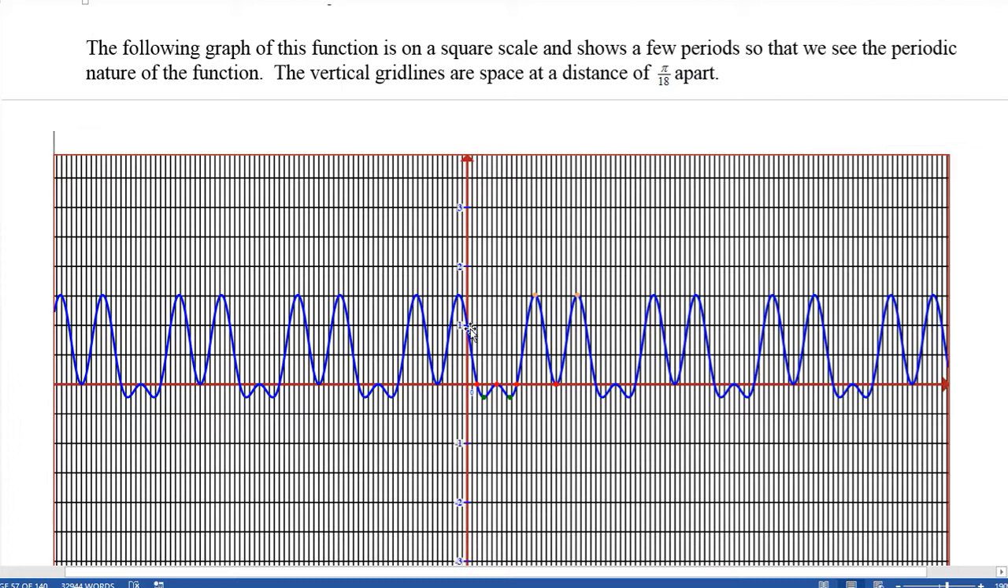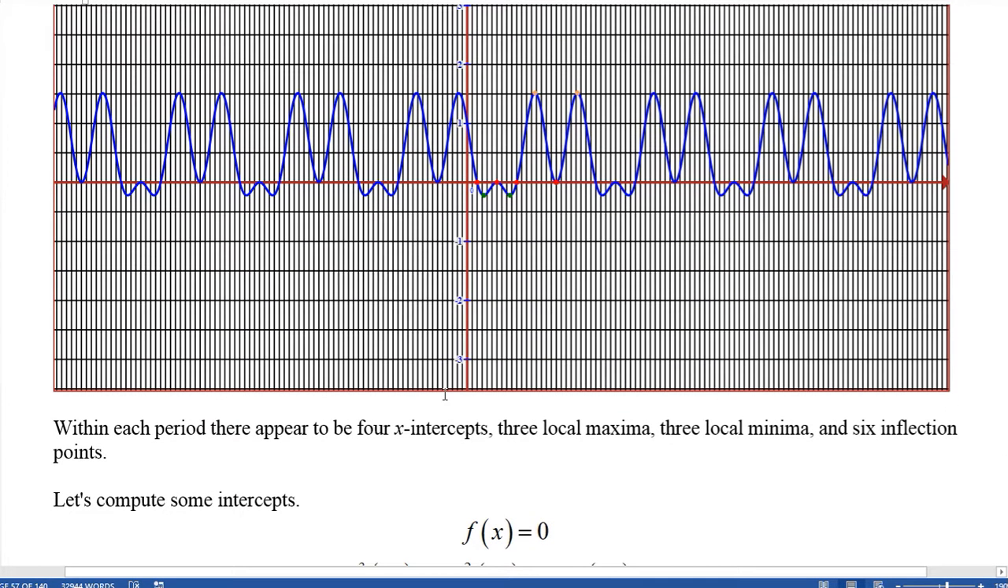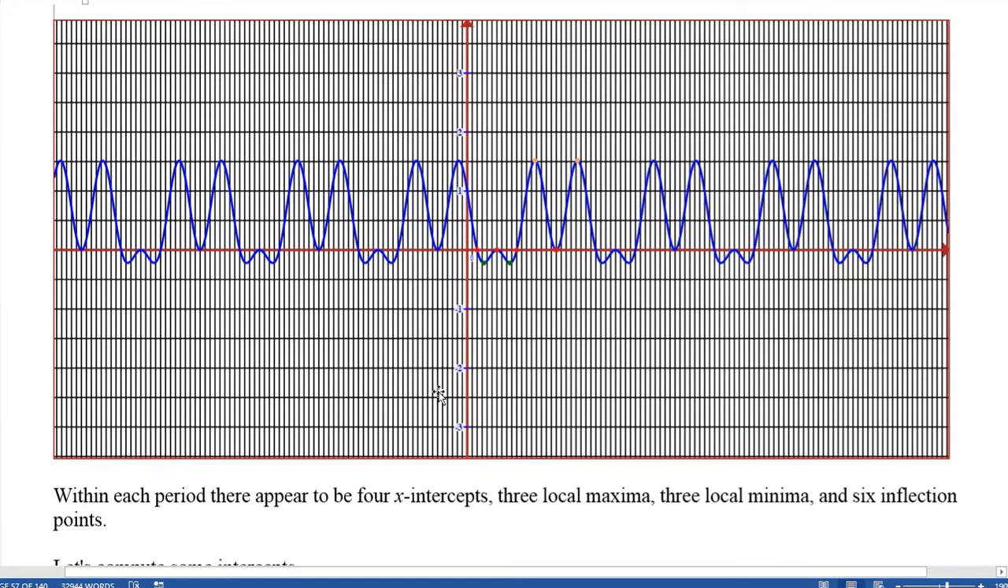There's going to be several inflection points too. One right in here, one in here, 2, 3, 4, 5, 6. It looks like 6 inflection points in there. All right, let's see if we can find some of the actual values of some of those.